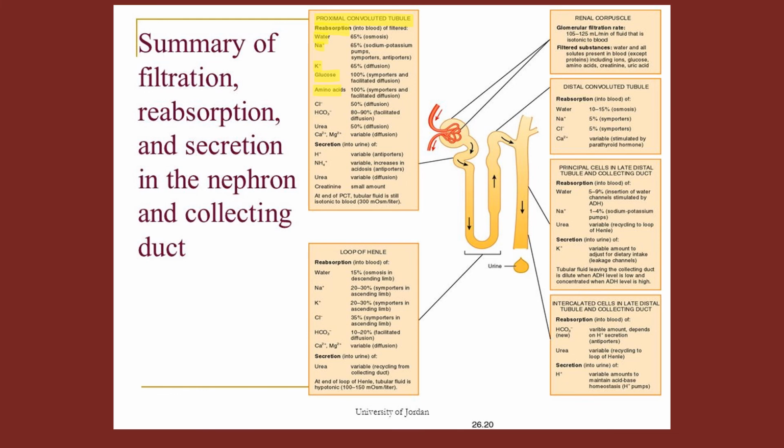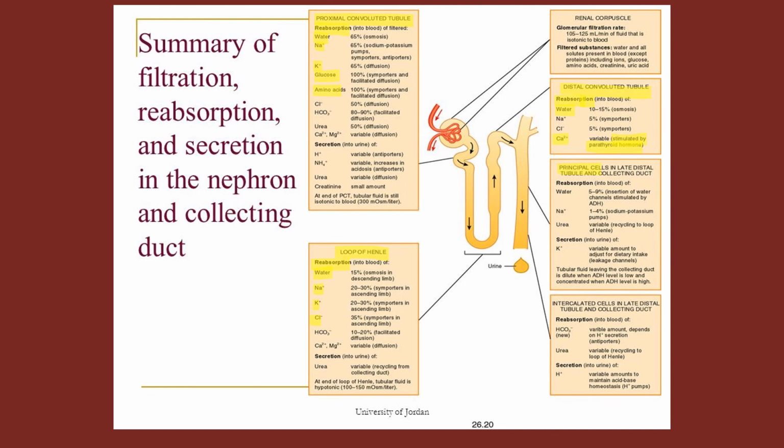Then we have the loop of Henle down here, reabsorbing just a little bit more of that water and sodium chloride and potassium as well. Then in the distal convoluted tubule, again, just a little bit of reabsorption of water with very minimal reabsorption of sodium chloride and calcium. But remember that calcium here is going to be reabsorbed, stimulated by that parathyroid hormone. And this is going to be the main area where that calcium is going to be reabsorbed.